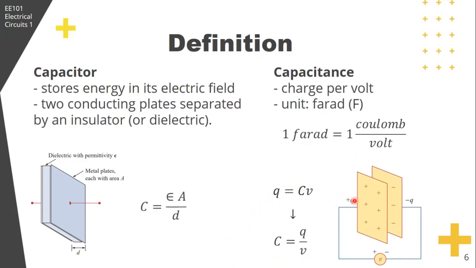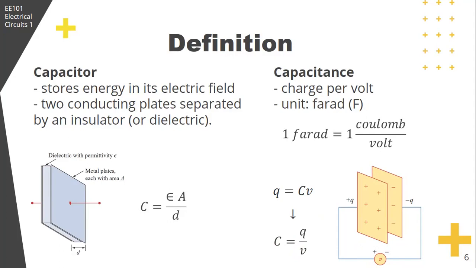Hence, capacitance is just the ratio of your charge per volt. The charge on one plate of the capacitor to the voltage difference between these plates, which is equal to the applied voltage. Alternatively, you can consider capacitance as the amount of charge stored per plate for a unit voltage difference in a capacitor. Capacitance is measured in farad, and 1 farad is equal to 1 coulomb per volt.